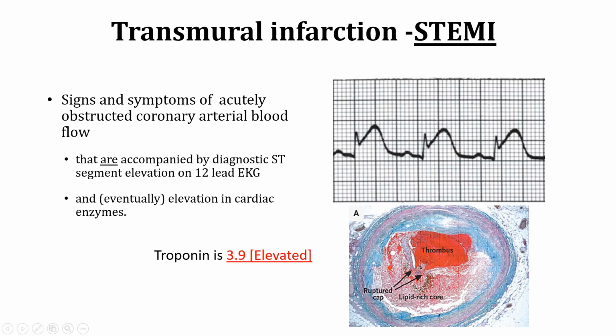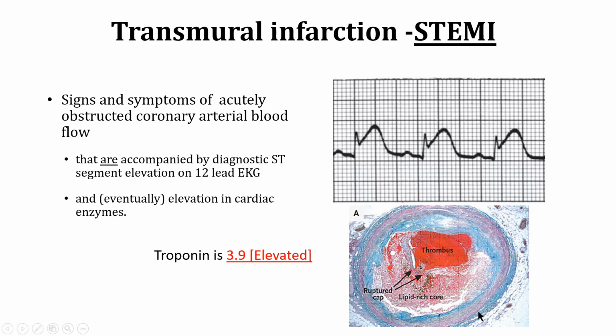Lastly, we have the transmural or full thickness infarction, which is in fact clinically an ST elevation MI. Here we have signs and symptoms of acutely obstructed arterial blood flow that are accompanied by diagnostic ST segment elevations, shown here, and then eventually elevation in cardiac enzymes in the form of a troponin. You do not need initially a troponin elevation to diagnose a STEMI. Instead it's diagnosed clinically with a 12-lead EKG matching these patterns.